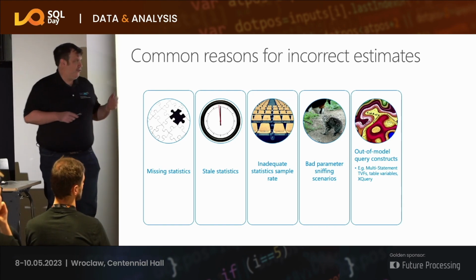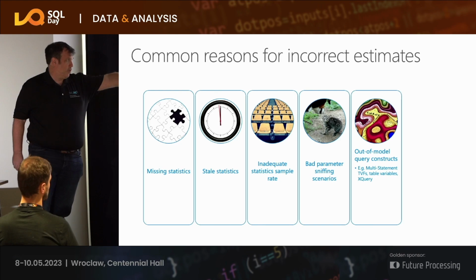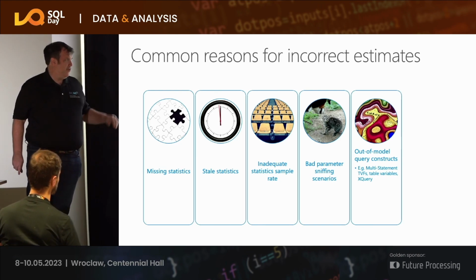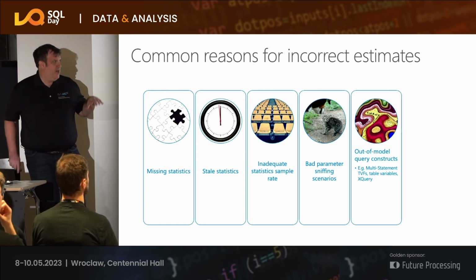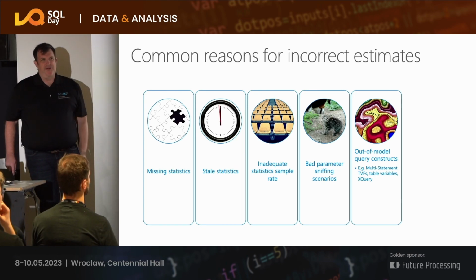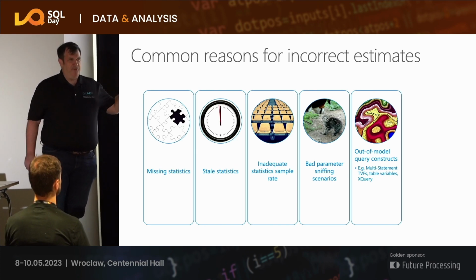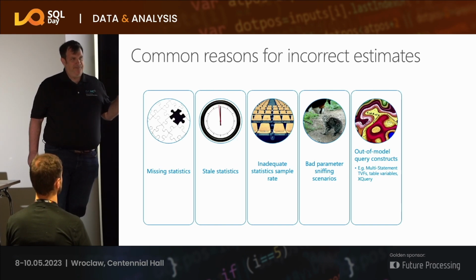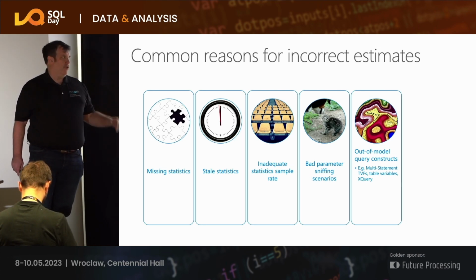Out of model query constructs. A couple of these things have gotten fixed. We're going to talk about multi-statement table valued functions, and table variables, which are a newer thing in 2019. These were things where SQL Server used fixed cost estimation and would say a table variable is going to have 100 rows. If your table variable has 10 million rows, that estimate's going to be really poor and you're going to get a bad plan.